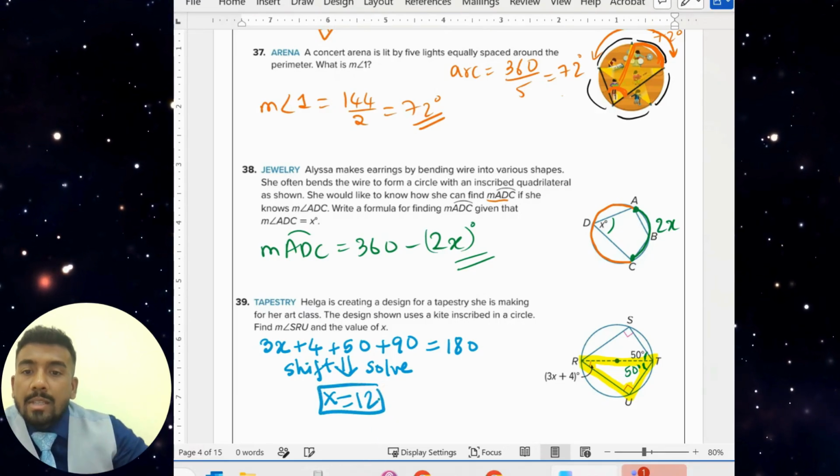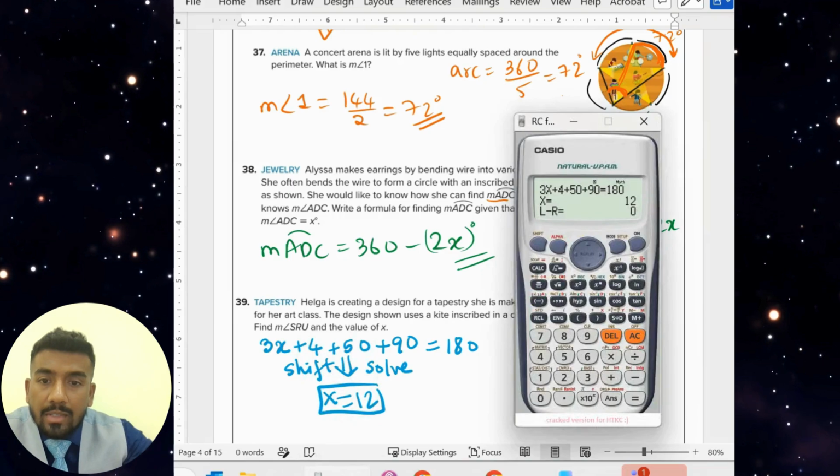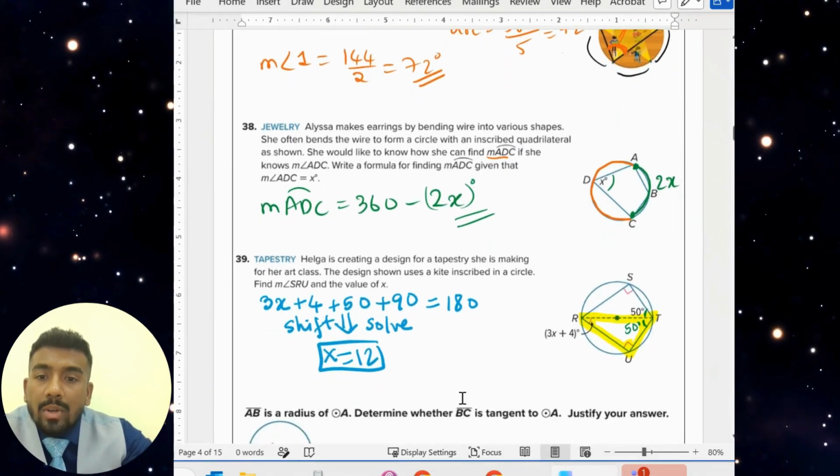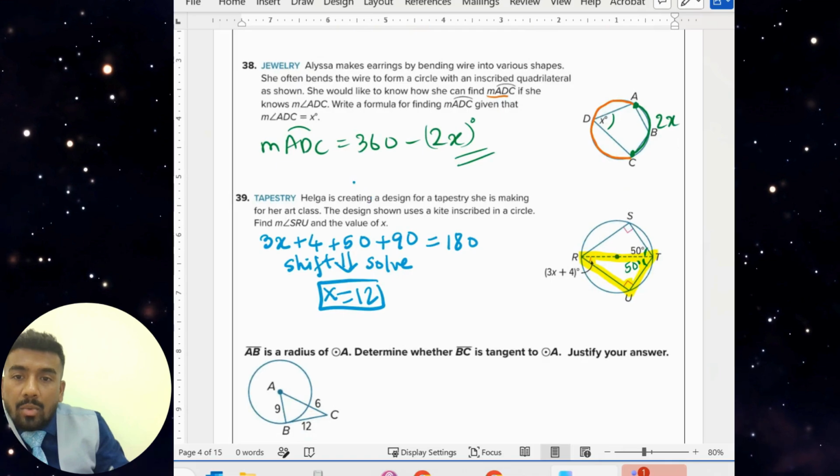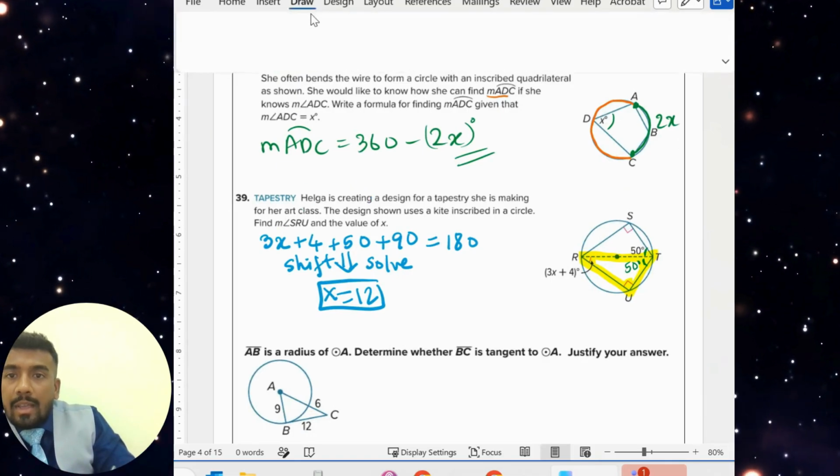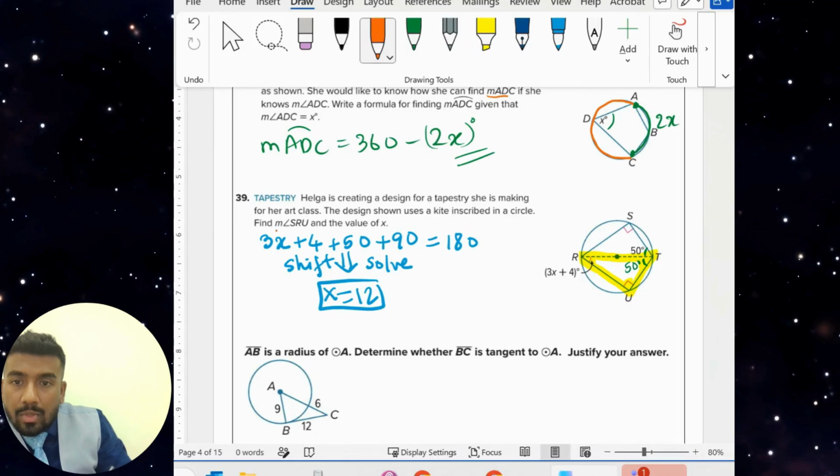Once you get x, it's 12, right? Let me verify. Yes. Once you get x, they also want something else. What do they want? SRU. Now, what is SRU?